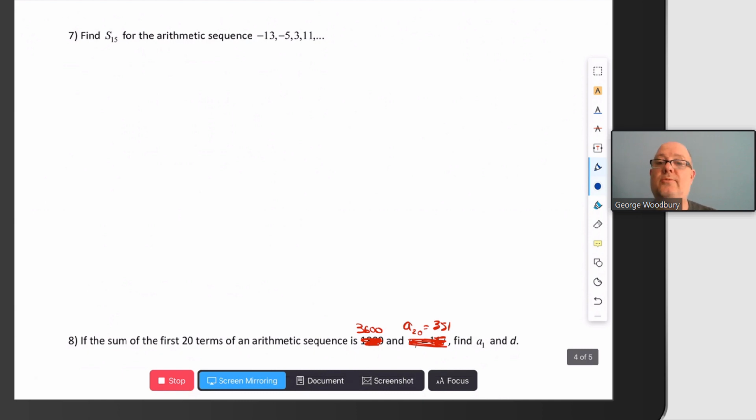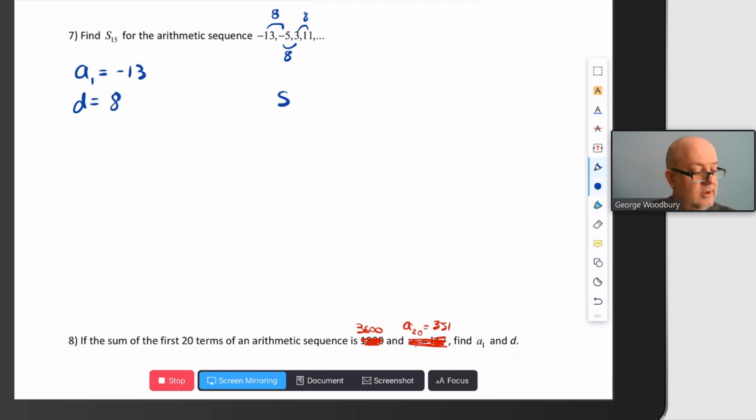Next problem. Find S sub 15 for the sequence -13, -5, 3, 11, and so on. We can see that the difference is 8 for each term, so it's an arithmetic sequence. We know that A1 is equal to -13. We know that D is equal to 8.